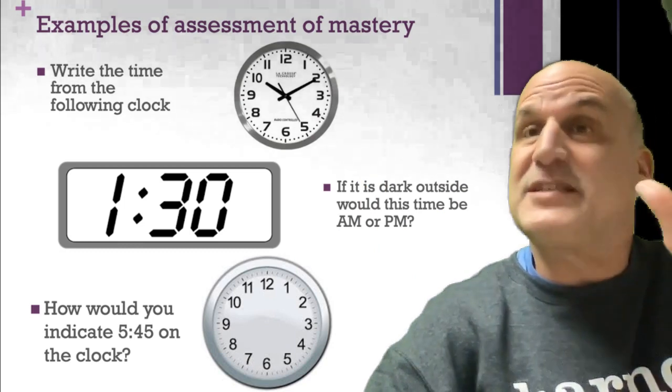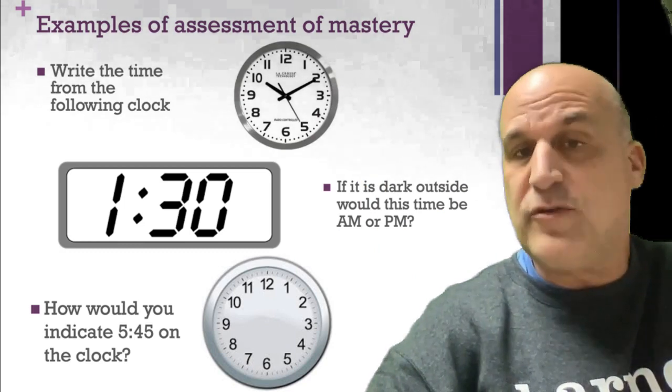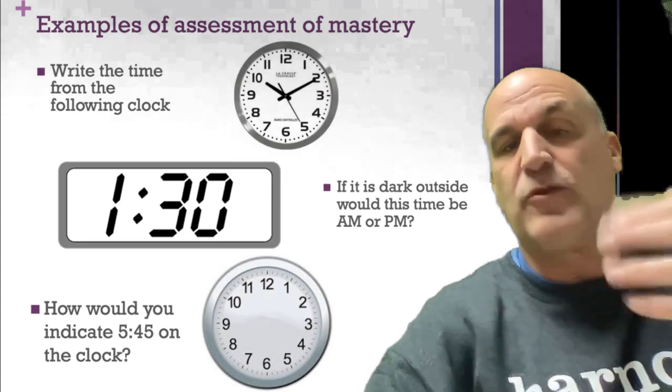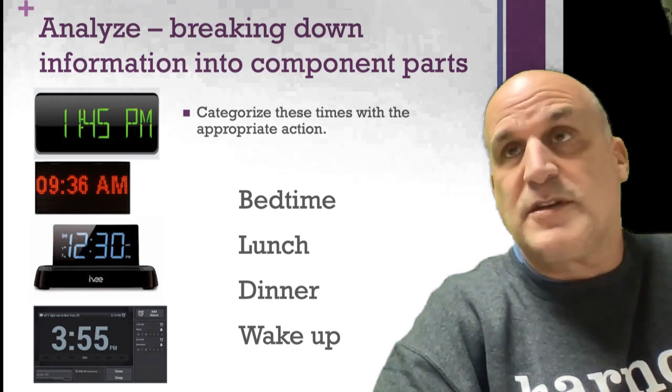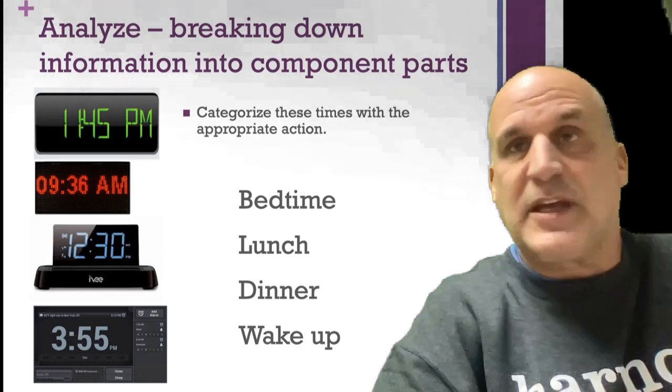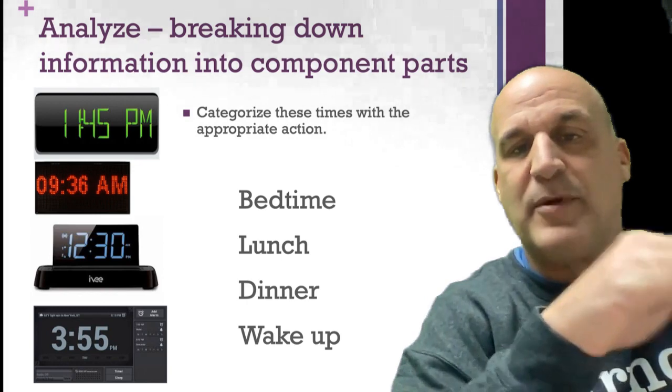But if we want to dig a little bit deeper, we could use Bloom's to do so. So if we wanted students to analyze, we might ask something like this. We give them these 4 different digital clocks, and we ask them to categorize what event would happen at what time.